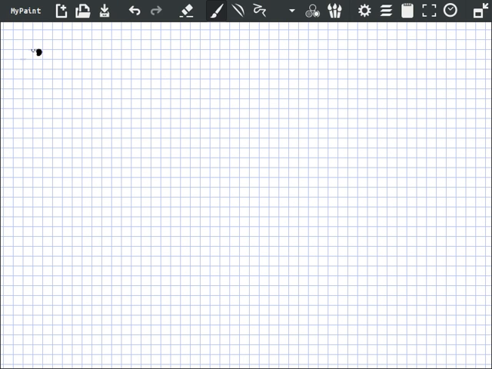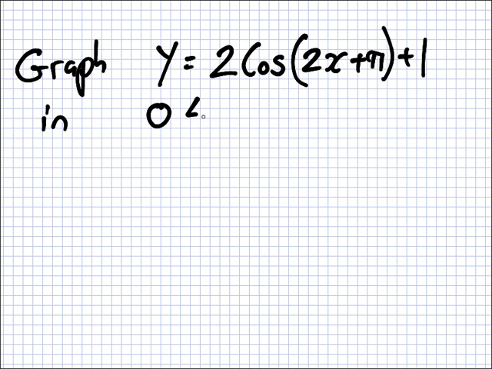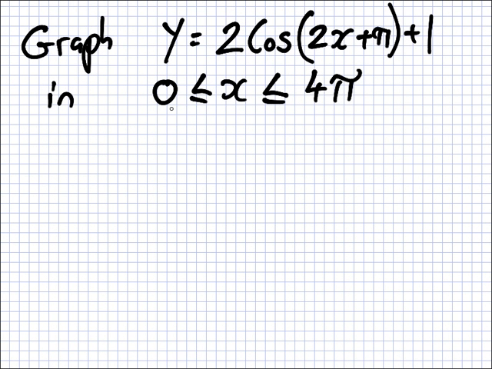Yeah. So let's say an exam question might be something like: graph y equals 2 cos(2x plus pi) plus 1 in the interval, let's say, 0 to 4 pi. Okay? We'll do this one together. I'll show you the technique to make your life easier for this.